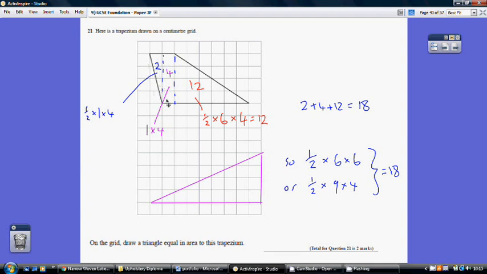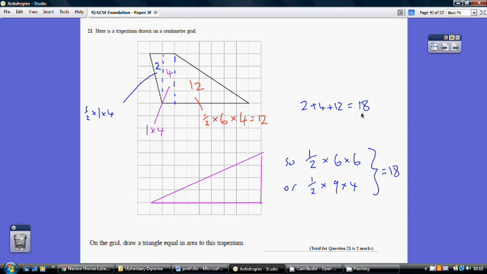The area of this rectangle is obviously just 1 times 4, which is 4. And then of this triangle here, half times a base of 6 and a height of 4 gives me an area of 12. So my total area of this trapezium is 2 add 4 add 12, which is 18. So I've got to draw a triangle down here with an area of 18.